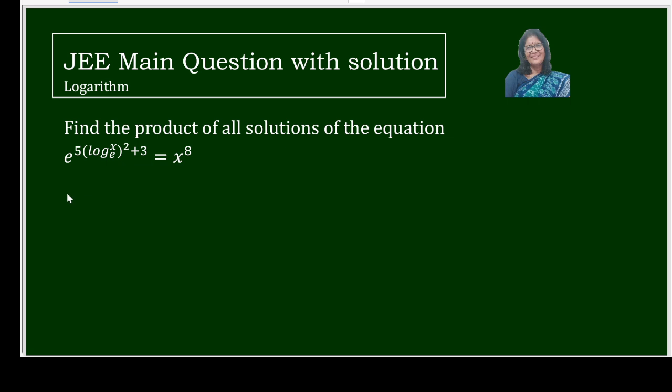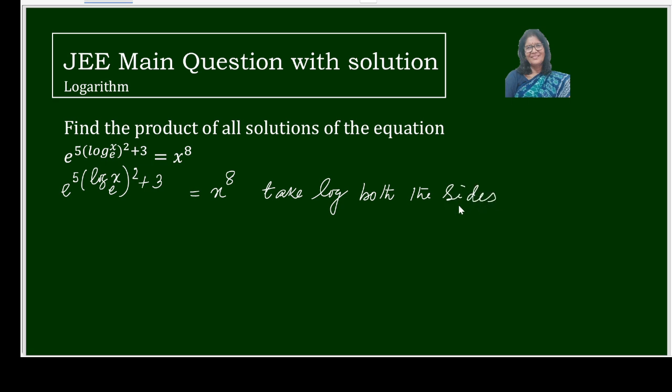So what I'll do, I'll write e to the power 5 whole into (log x base e)^2 plus 3 equals x to the power 8. Now what I'll do, I'll take log both the sides. You know that exponential and logarithm are inverse to each other. So to remove this e, I can take log.